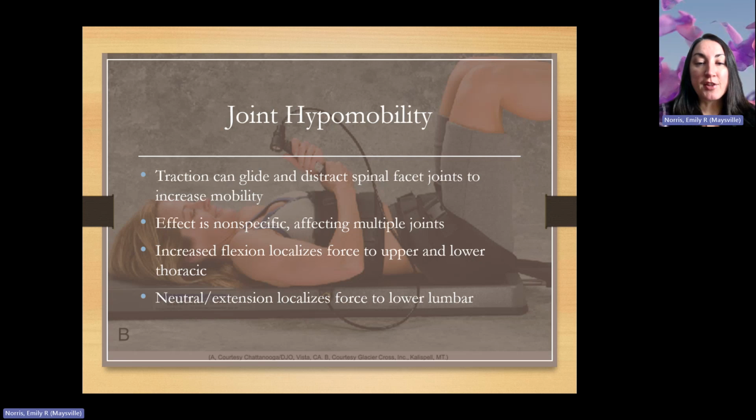The increased flexion localizes the force to the upper and lower thoracic spine, versus a neutral or a more extended position, which localizes more to the lumbar spine. So the lady in the picture here is in 90 degrees of hip flexion, so it's primarily stretching her thoracic spine. And if you brought her legs down more, the closer to extension that she got, the more localized to the low back the force would be.